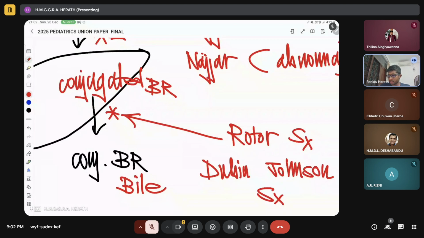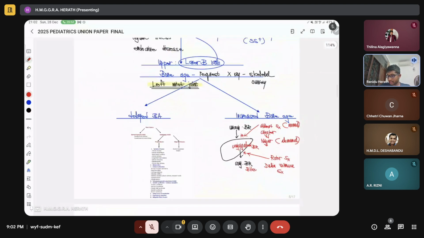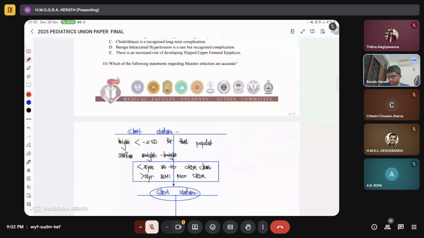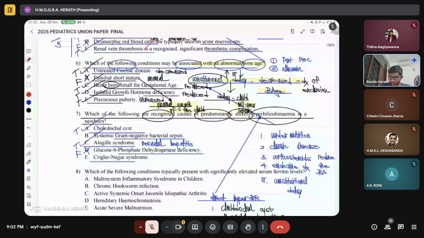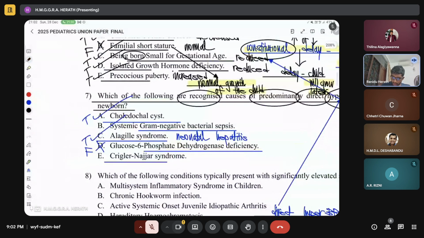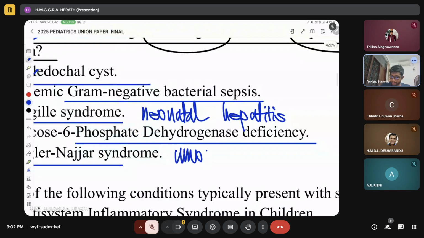we are talking about the different causes for hepatitis and jaundice in medicine. So Crigler-Najjar syndrome does cause unconjugated bilirubinemia. It doesn't cause direct conjugated bilirubinemia.